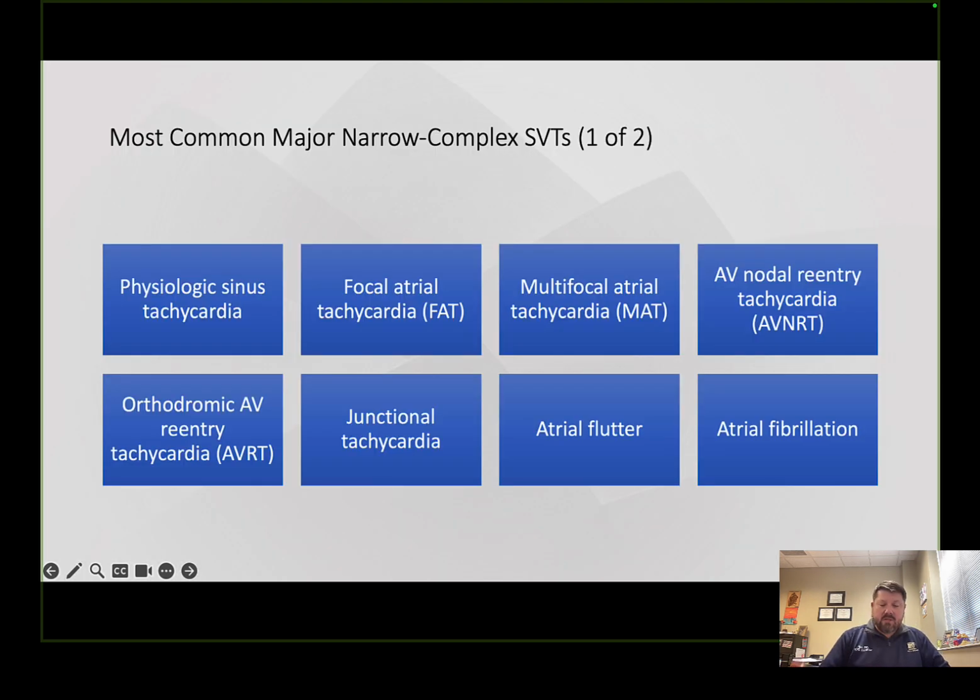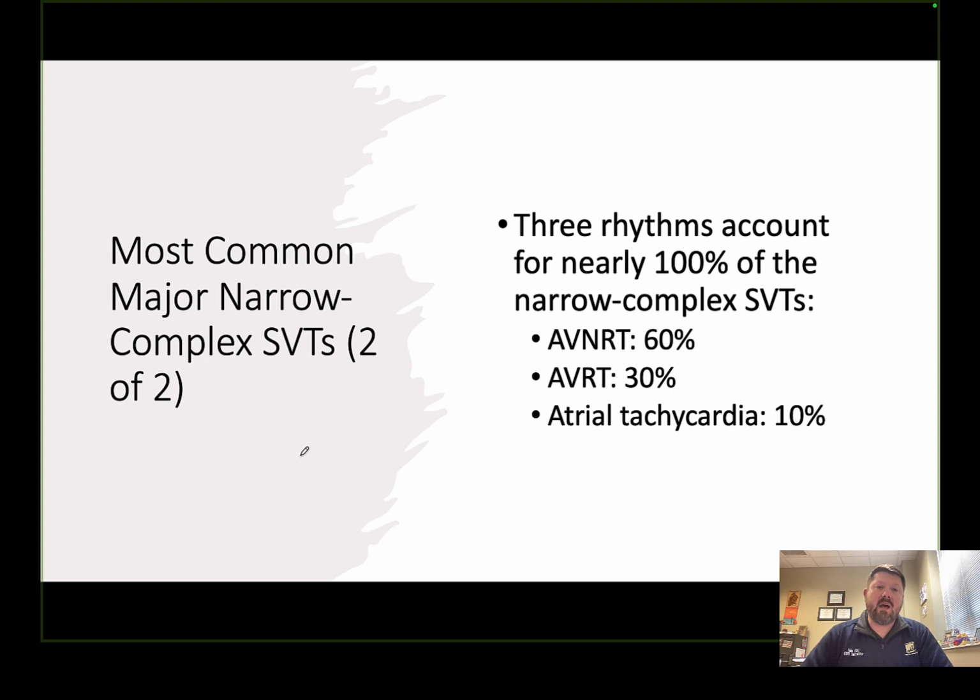These are some of your most common major narrow complex SVTs, and it's sometimes hard to determine the difference between a couple of these. But you've got physiologic sinus tachycardia, focal atrial tachycardia, multifocal atrial tachycardia, AV nodal reentry tachycardia, orthodromic AV reentry tachycardia, junctional tach, atrial flutter, and atrial fibrillation. Three rhythms account for nearly 100% of the narrow complex SVTs. You have AVNRT, which is around 60%, AV reentry tachycardia, which is 30%, and atrial tachycardia, which is 10%.